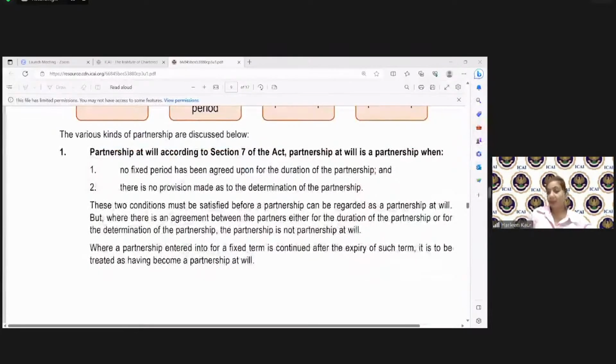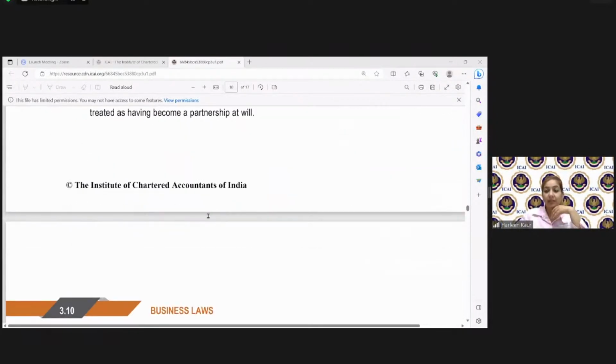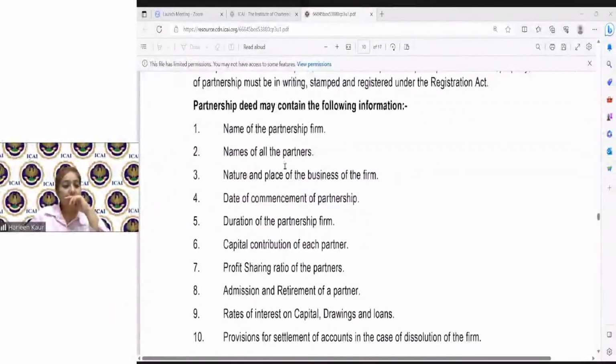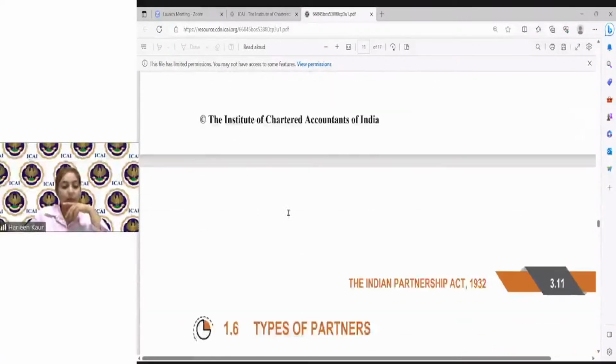All right, welcome back, students. Let's continue with the type of partners, and then this unit will be wound up. So let's have a look at the kinds of partnership. We have already done section 7. Somebody was asking, where is it given under partnership deed? So in this respective page, it's talking about the partnership deed.